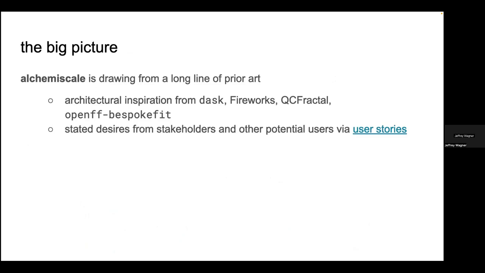We also got a lot of stated desires up front from stakeholders and potential users via the user stories they provided. If you're interested in this system and you've got a problem you'd like it to be able to solve, feel free to make a user story on the issue tracker. I see all of these, I tag them. We can try to see if Alchemiscale is a good fit for that problem. And if it isn't, we want to know about it.